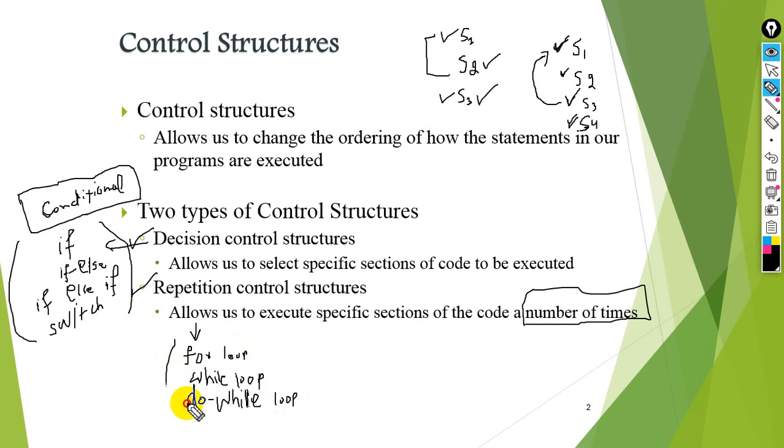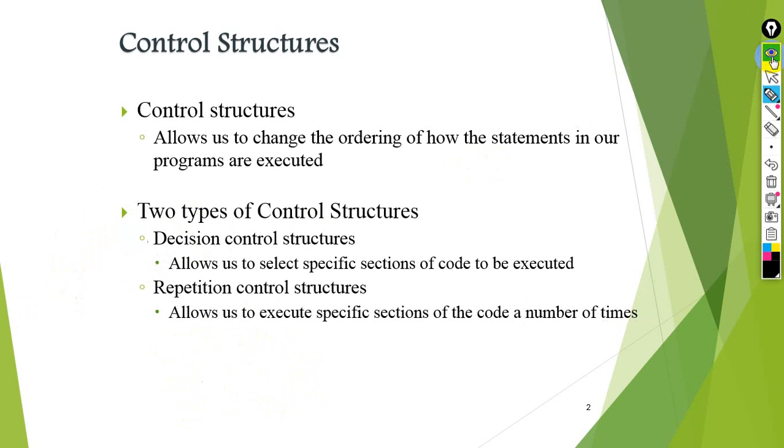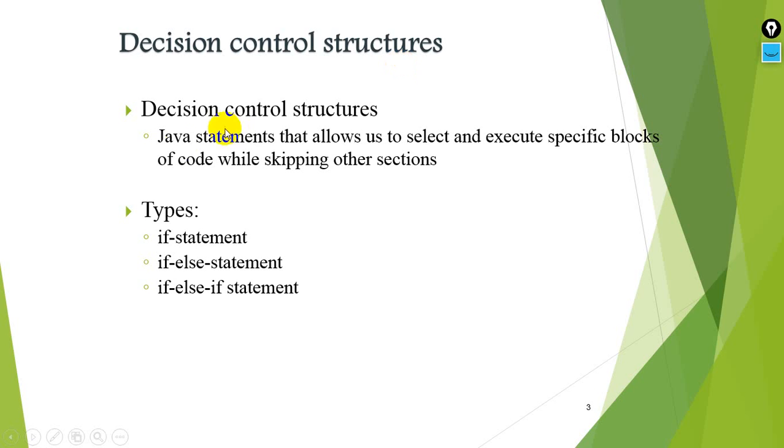Okay, so we will discuss these in coming lectures. These are the decision and repetition control structures. Now let me discuss the first, the decision control structure. A decision control structure is a Java statement that allows us to select and execute a specific block of code while skipping other sections.